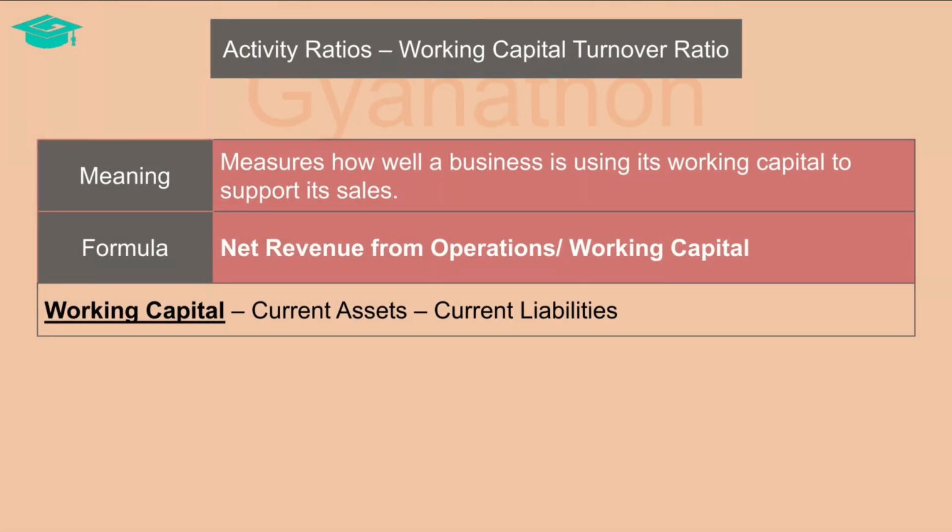Another further analysis of the capital employed turnover ratio can be done with the working capital turnover ratio. The working capital turnover ratio measures how efficiently an organization utilizes its working capital to generate sales. It expresses a relationship between revenue from operations and working capital. The formula to compute the working capital turnover ratio is net revenue from operations divided by working capital. Here, working capital is current assets minus current liabilities. A higher ratio in this regard indicates a higher efficiency in the utilization of working capital to generate sales and hence a better profitability for the business.